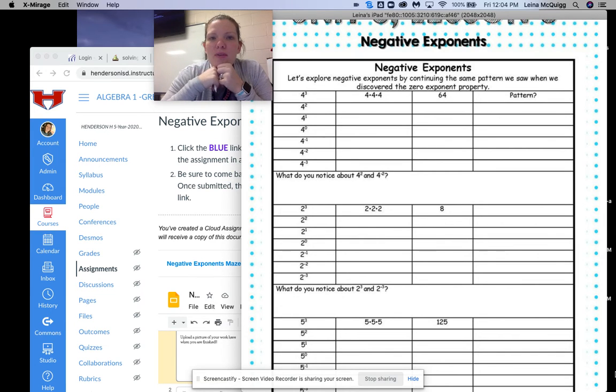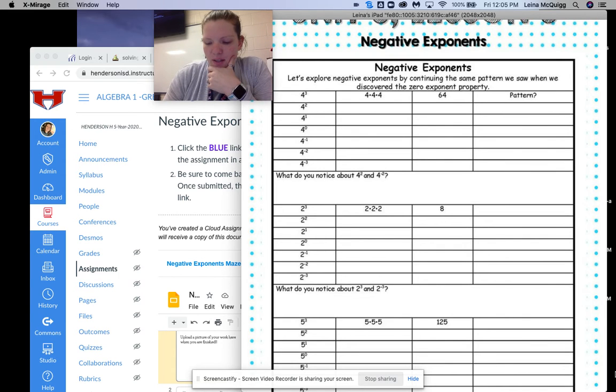All right, so now we're going to move into this new concept of negative exponents. So what do we do if we see a negative sign in front of our exponent? What does that mean? So let's work through this and see if we can figure it out. So just like last week, we said 4 cubed means we're multiplying 4 by itself 3 times. So that's what we have, 4 times 4 times 4. And 4 times 4 times 4 is 64.